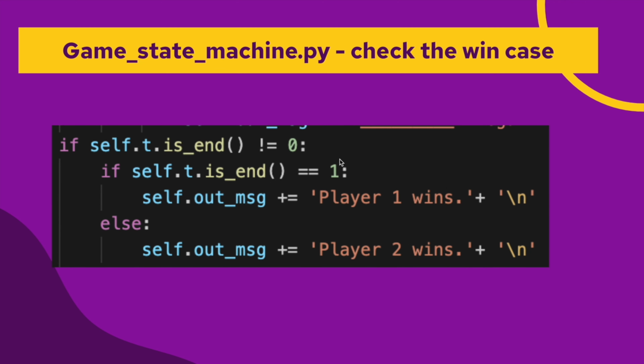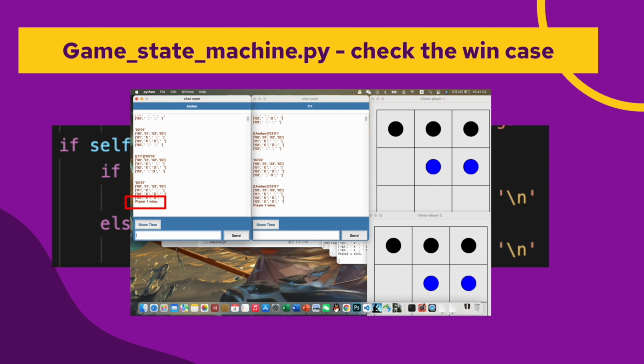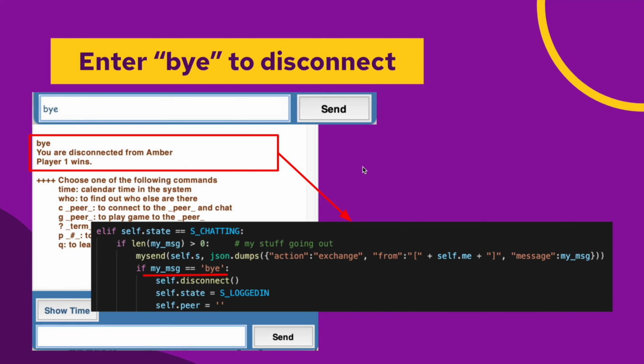We use the isAnd method to check if the player wins the game every time they put down one chess piece. The win information will show on the chat box of both players if there is a winner. The system will read and check the message. If one stands by, they will be automatically disconnected from each other.